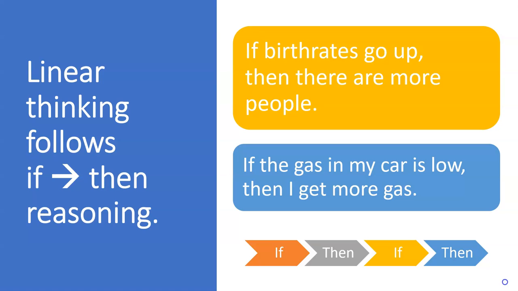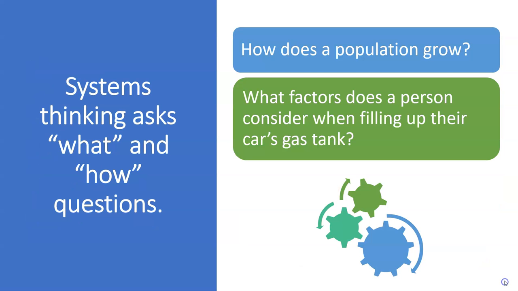Linear thinking also follows this idea of if, then reasoning. So you might hear something like, if birth rates go up, then there are more people. If the gas in my car is low, then I get more gas. So again, it follows that if, then type of reasoning. Systems thinking, on the other hand, asks what and how questions.